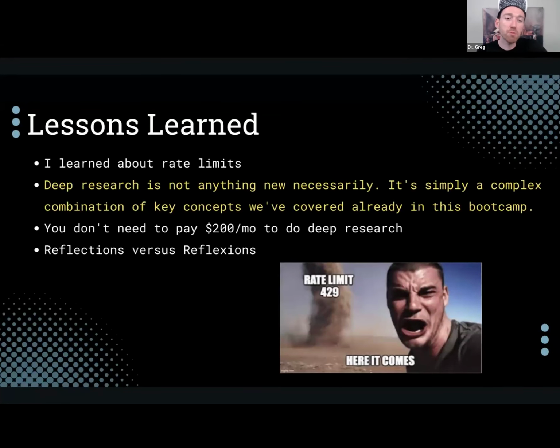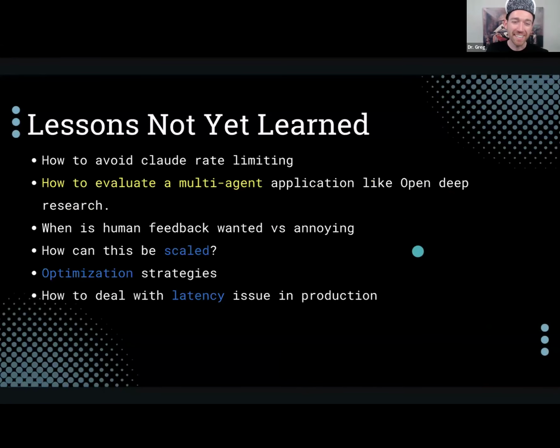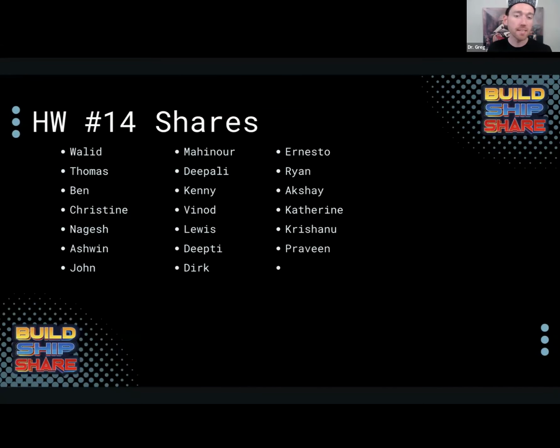Great lessons learned. Deep research is not anything new necessarily. It's simply a combination of key concepts. See, that's a banger thing to say in an interview right there. You see, deep research isn't actually new. Let me tell you why. You don't need to pay $200 a month. This is real value you can bring to people. Reflection versus reflection. I like that one as well. How to avoid rate limiting, still haven't learned it. Evaluating multi-agent systems, yes, nobody knows how to do this yet. You guys are out on the edge. Optimization strategies, dealing with latency in production. All you guys getting out there sharing, fantastic work.